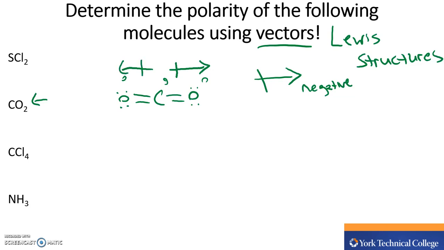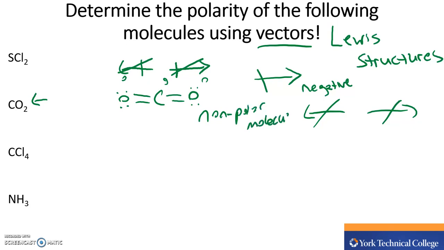Since we have one pointing towards the right and one pointing towards the left, these cancel out. If one's pointing toward the right and one toward the left, they cancel out. Hopefully that makes sense. So in fact, carbon dioxide is a non-polar molecule.